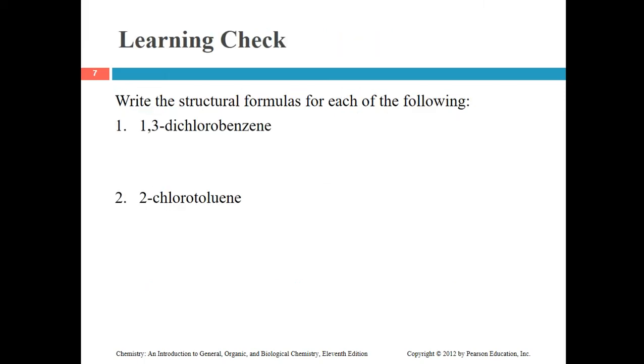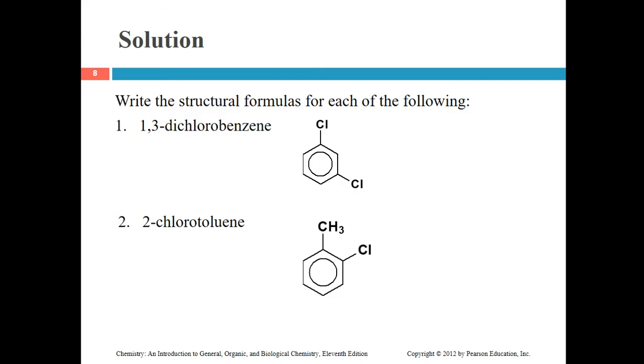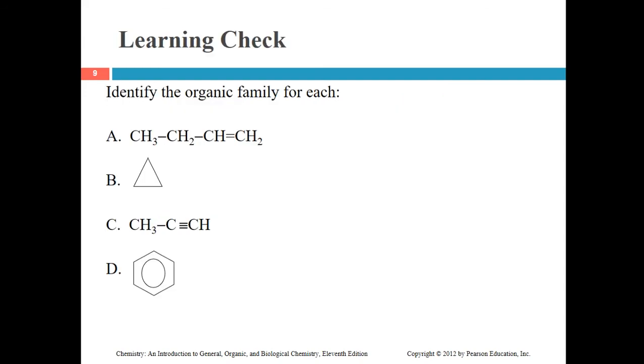So draw the structural formulas for each of the following: 1,3-dichlorobenzene or 2-chlorotoluene. All right, so let's see what it looks like. There we go. I'm hoping that that's what you got. So let's identify the organic family for each. We've now learned about a whole bunch of different items, and let's see what this is. Hopefully you recognize this, this, this, and this. So press pause, see if you can do this.